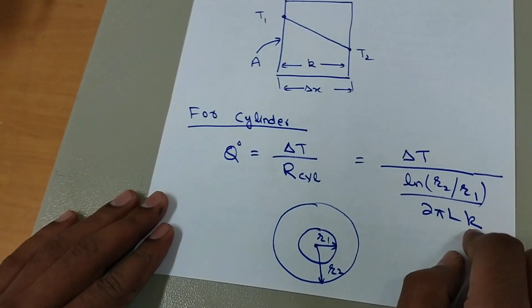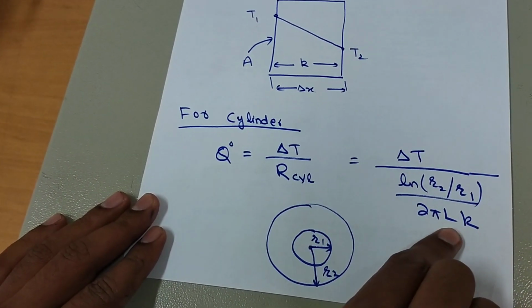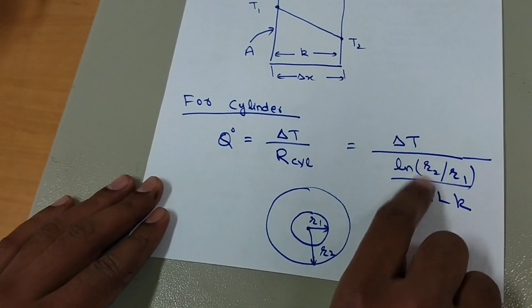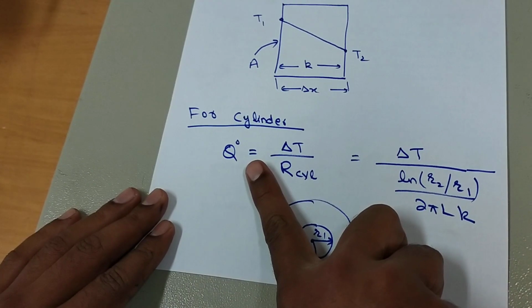I need to calculate this K. I need the delta T, I need the R2, R1, and I need the Q dot, and I need the length. So the length is constant, R2, R1 is constant. So I need two parameters. I need the delta T and I need the Q dot.